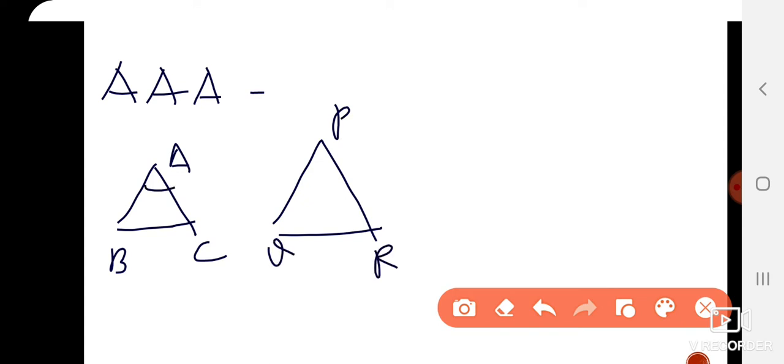If angle A is congruent to angle P, angle B is congruent to angle Q and angle C is congruent to angle R, then we can say that the two triangles are similar by AAA test of similarity. For a given correspondence of vertices, when the corresponding angles of two triangles are congruent, then the two triangles are similar. We need to write the correspondence.